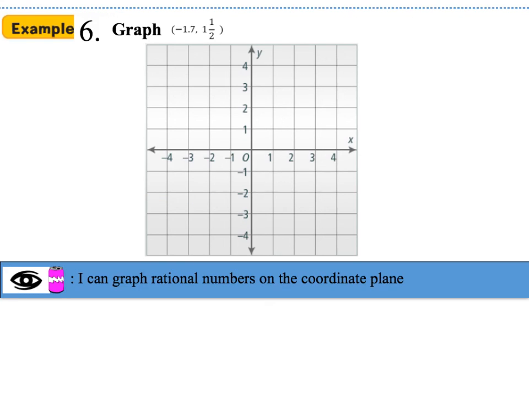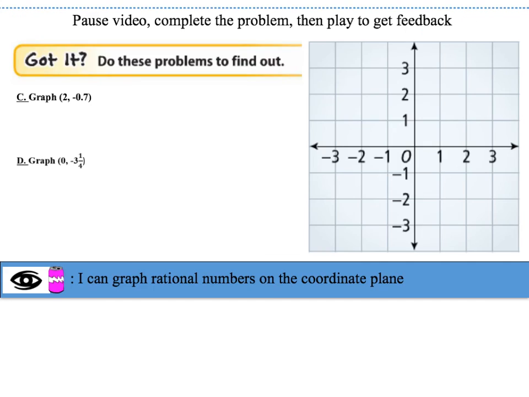Example 6 is asking us to graph negative 1.7, 1.5. Let's use x, y again as our format, and we're going to start off at our origin, which is 0, 0. On our x-axis, we're going to run negative 1.7, which would be right before our negative 2. Now we're going to go on our y-axis to positive 1.5. So here's positive 1 here, and 1.5 would be right in the center. So that is the location of negative 1.7, 1.5, which is in quadrant 2. So pause the video, complete the problems, and then play it back for some feedback.